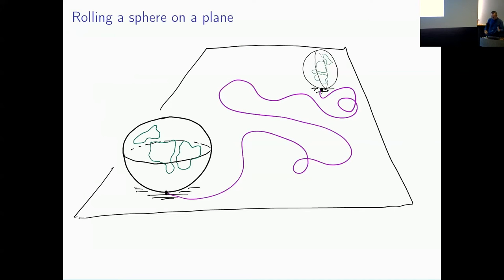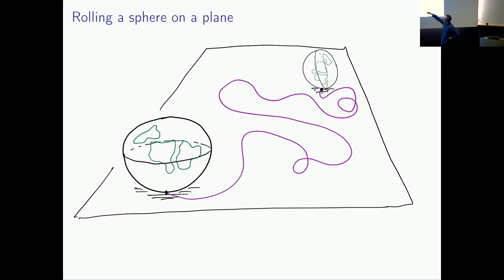Let's go on with some other examples. I like this one. This is a very old example: rolling a sphere on a plane. So imagine you have a sphere, like a planet, where you see all the continents or something like that. And then you roll the sphere on the floor, and you want to roll it without sliding and without spinning.